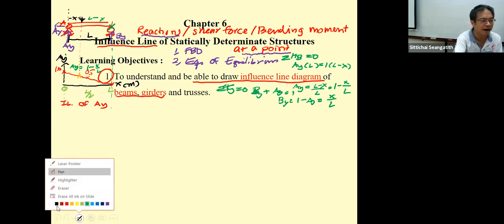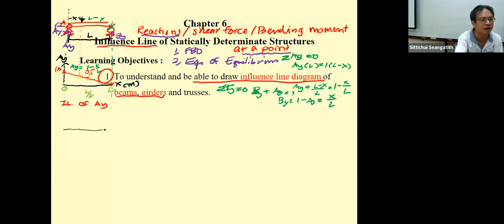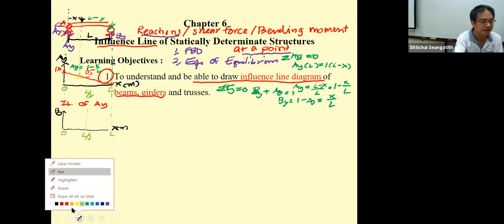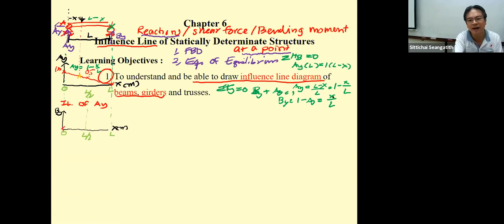Again, you draw the diagram in which the horizontal axis is X in meters and the vertical axis is B sub y. This time X equal to 0 is here, X equal to L over 2 is here, and X equal to L is here. When X is 0, you get the value of 0. If X equals L over 2, L over 2L, that is going to be 0.5. And if X equals L, you get this to be 1.0.